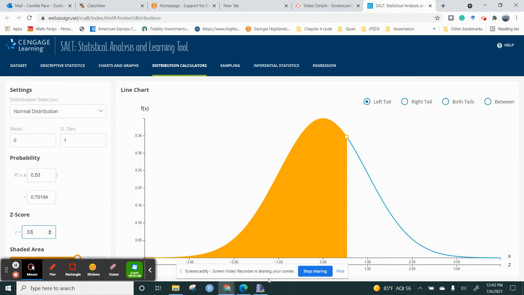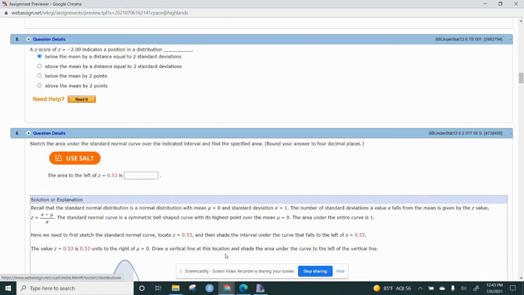Why is it left-tailed? So if I go back and look at this, it says the area to the left, and left is less than for this one. So that's what my answer is.